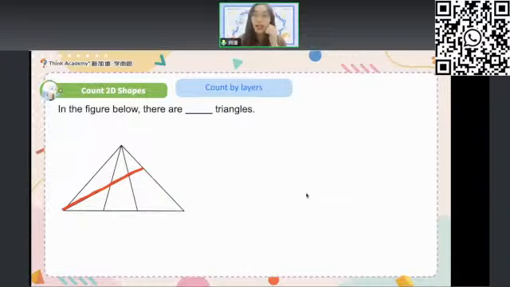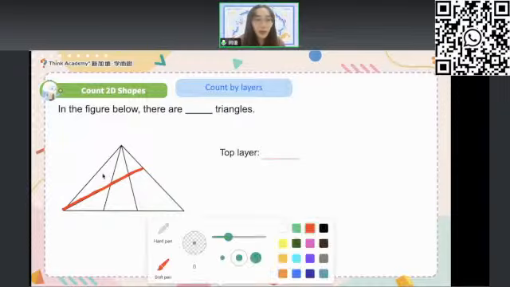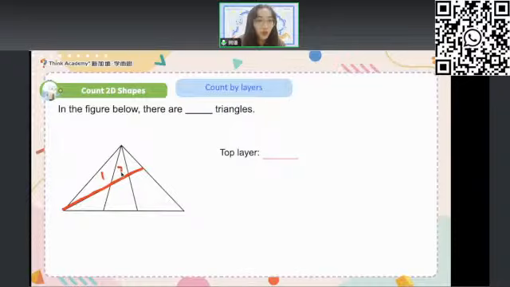So now let's focus on the top layer. Well, here let me label them 1, 2, 3. Now you can see that these three smaller triangles share the same base and also share a common point. So what is the conclusion we can apply? Good job. That is 3 plus 2 plus 1, which is 6, right?